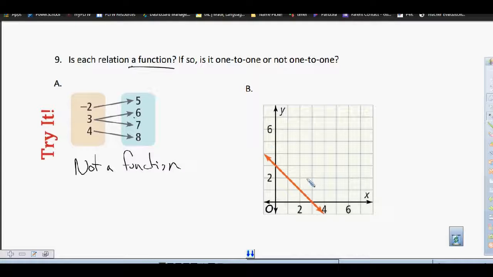And then I look over here at the graph and it appears to be a linear equation. It extends in opposite directions forever. I have all of these points. This would be continuous. This is also a function because for any given x, I only have one y value. And it is also a one-to-one.